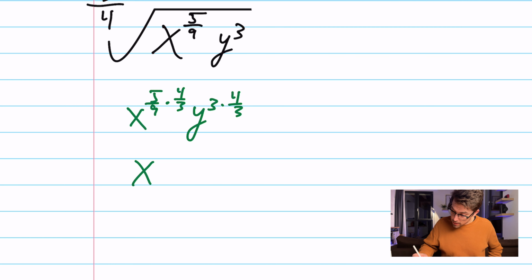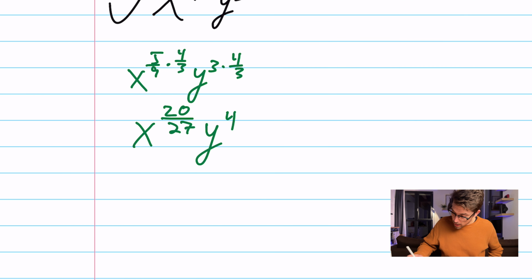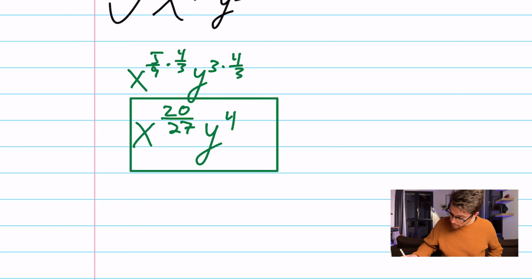So I have x, and maybe I would have been better off writing this a little clearer as 5/9. So I would have x to the 20/27 times y to the power of 4. And that's it. It's just that simple. That's how you go from radical form to exponential form.